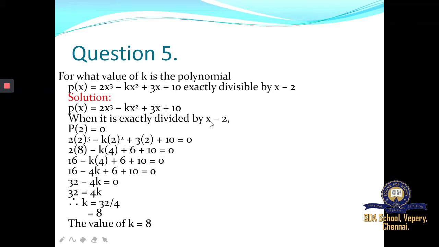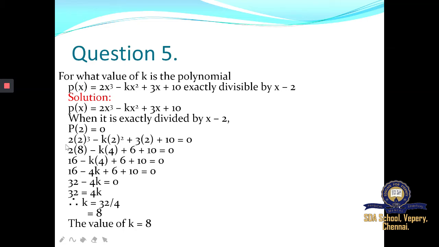You have to again equate this x minus 2 to 0. What will you get? You will get x is equal to plus 2. Therefore, wherever you find x, you have to, as usual, replace x by 2. And why are we writing 0 over here? Because they have clearly said that this particular polynomial is exactly divisible by x minus 2, which means it is equal to 0. That's why I have directly equated it to 0, and I have to replace x by 2.